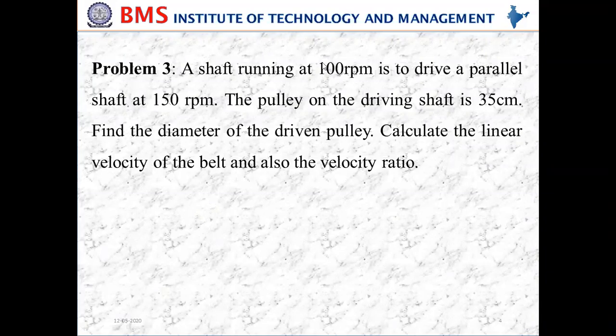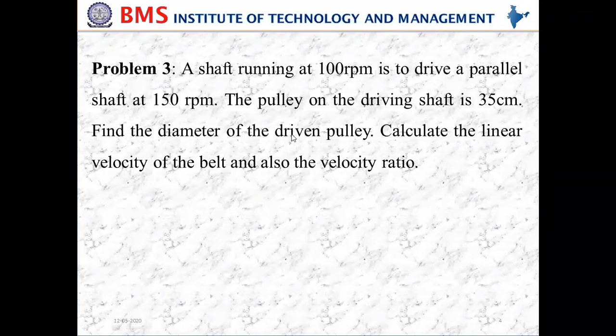So a shaft running at 100 rpm is to drive a parallel shaft at 150 rpm. Here, the one running at 100 rpm is the driver and the other is the driven. So the driving shaft, which is running at 100 rpm, is to drive the parallel shaft at 150 rpm. Based on these two data, we can find out the velocity ratio. Now he has given that the pulley on the driving shaft is 35 centimeter, which means the diameter of the driving pulley is given.